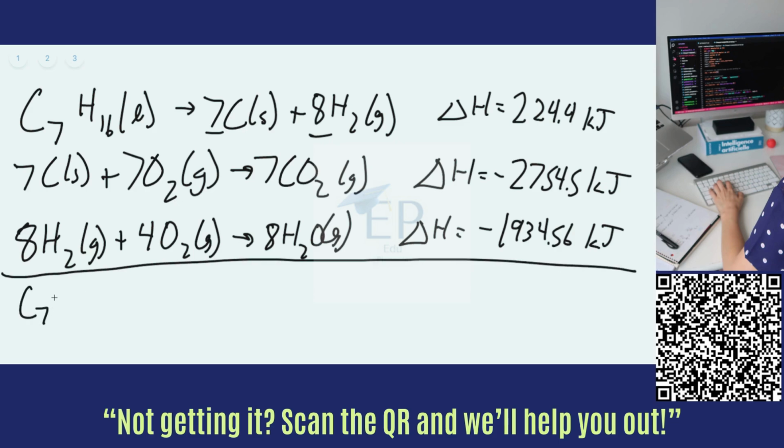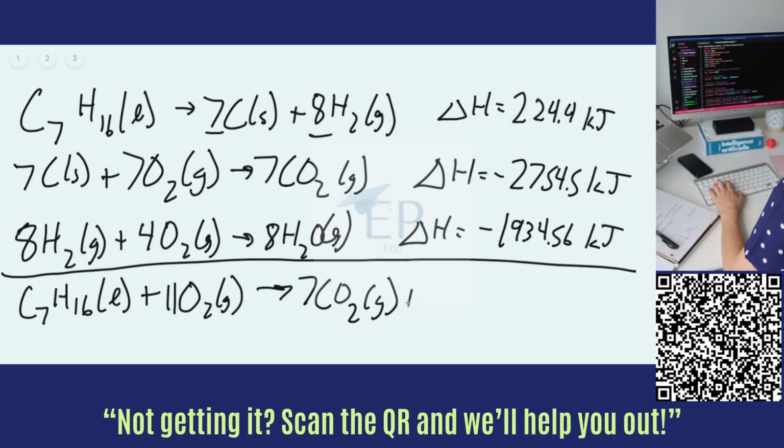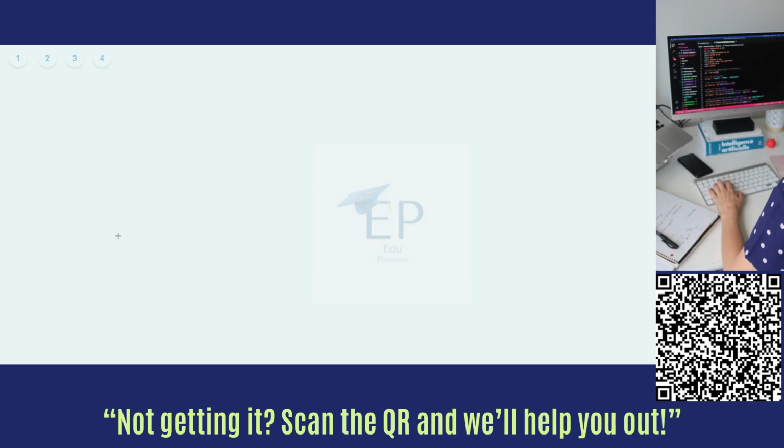And so we end up with C7H16 liquid plus 11 O2 gas forms 7 CO2 gas plus 8 H2O gas. And then we sum our ΔH's to get our new ΔH to be negative 4464.66 kilojoules.